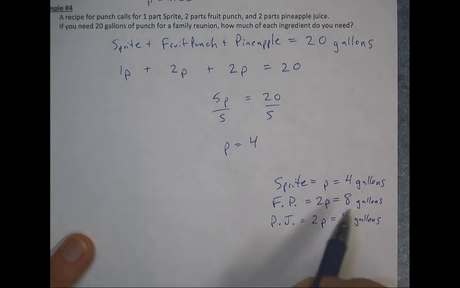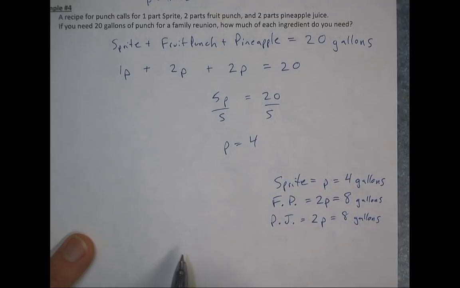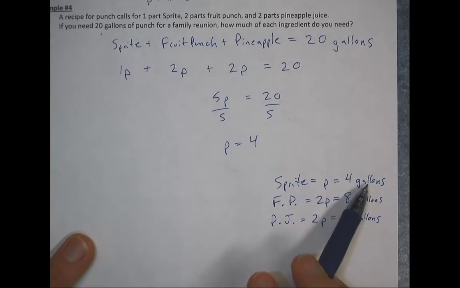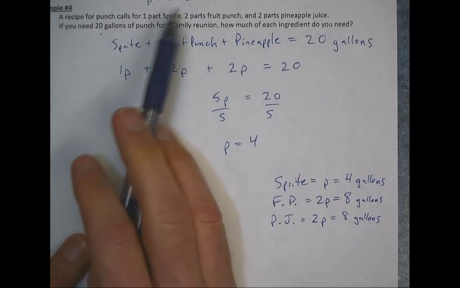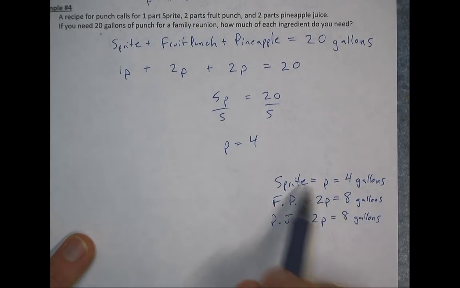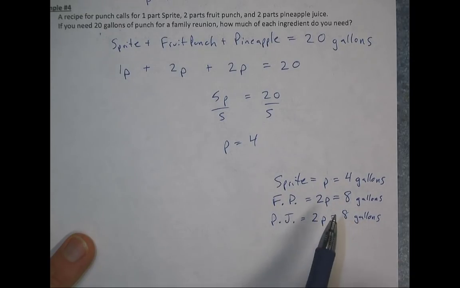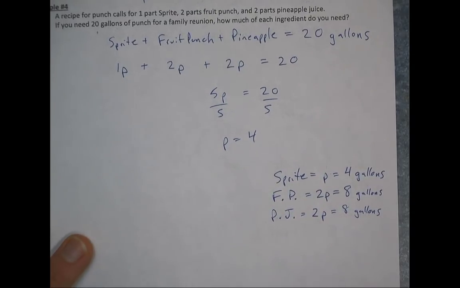And double check yourself. If you add 8, 8, and 4, you get a total of 20 gallons, which is what we wanted. So we know if we want to make 20 gallons of punch in this ratio, we need 4 gallons of Sprite, 8 gallons of fruit punch, 8 gallons of pineapple juice. Mix it all together, and you've got your perfect ratio for 20 gallons.